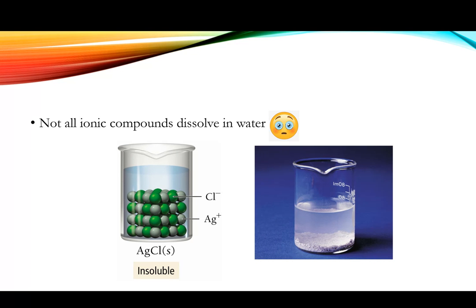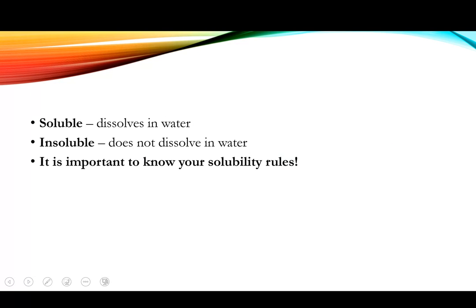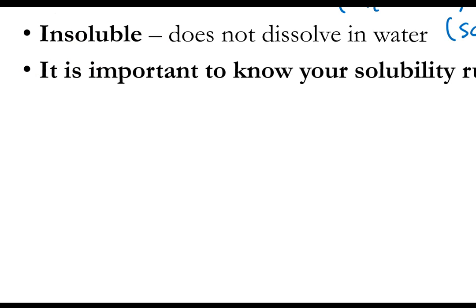So water is not able to come in and pull that ion apart the way it does in a soluble compound. Soluble means it dissolves in water, and that means that the state of this in a chemical reaction is going to be aqueous. Insoluble means it does not dissolve in water, so the state in a chemical reaction will be solid. So it's important to know your solubility rules.